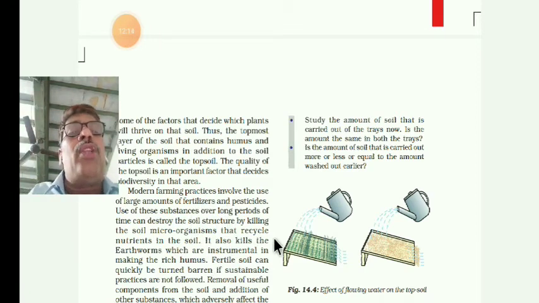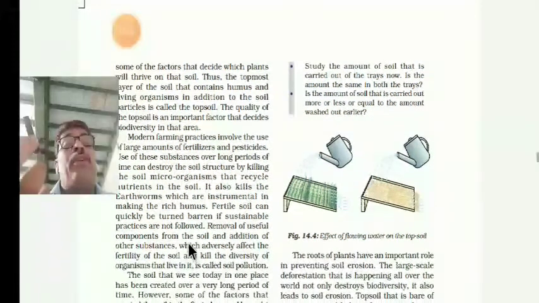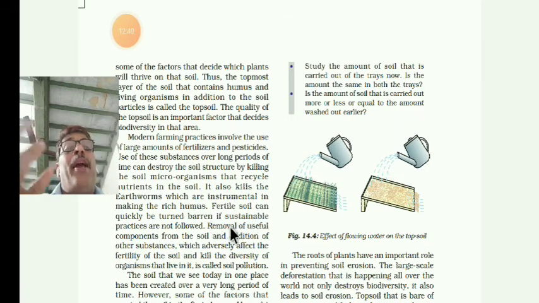It also kills the earthworms, which are instrumental in making rich humus. Earthworms are the farmers' friends. They help in soil formation and make the soil rich and fertile. So fertile soil can quickly turn barren. Turning barren means nothing is left, because there are no microorganisms.